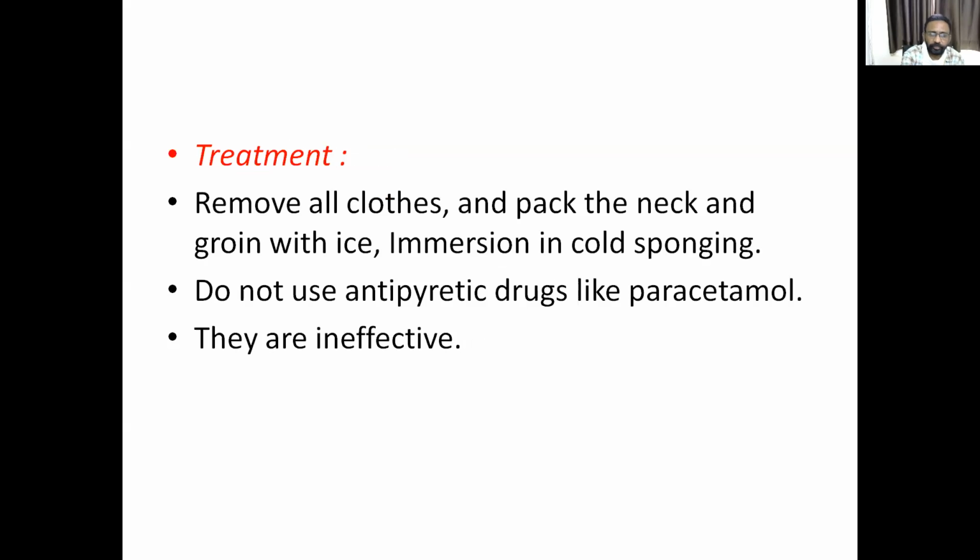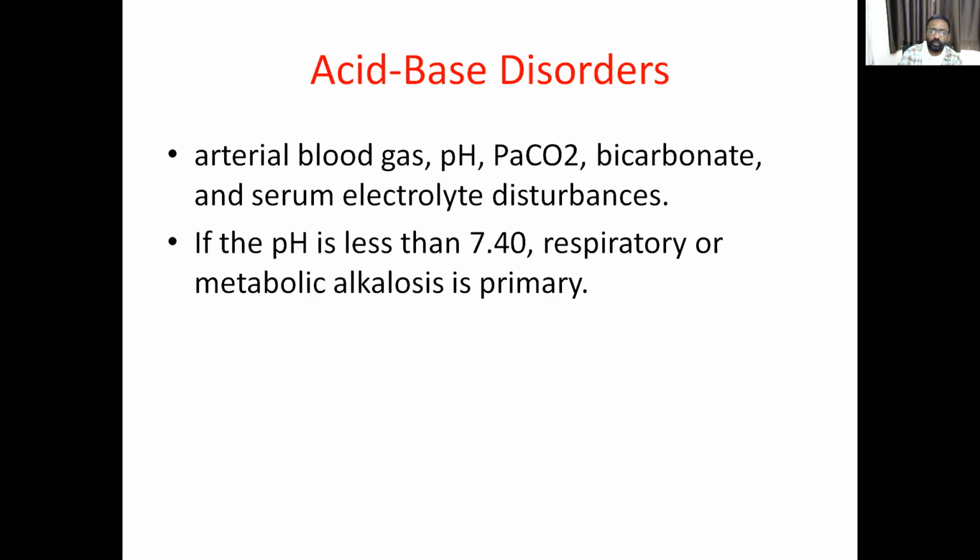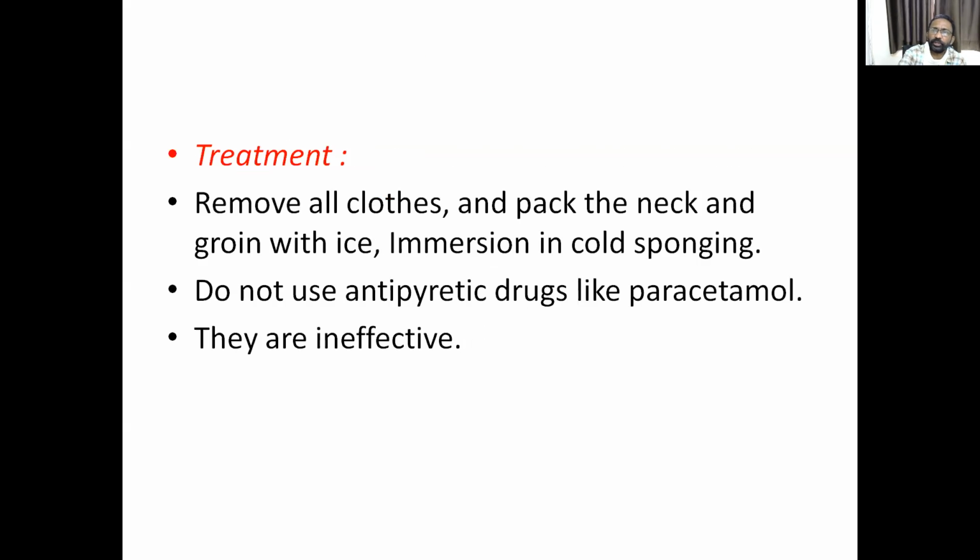Dantrolene can be given for hyperthermia. It should control the temperature. The most important thing is the cold sponge. When will you consider that a patient has hyperthermia? If the temperature is more than 1 or 2 degrees Fahrenheit above normal, then you can consider that the person has hyperthermia.